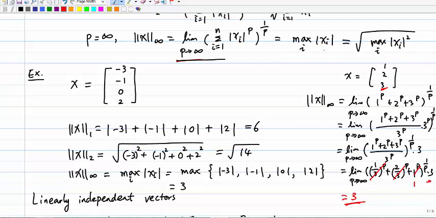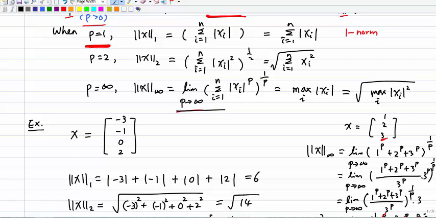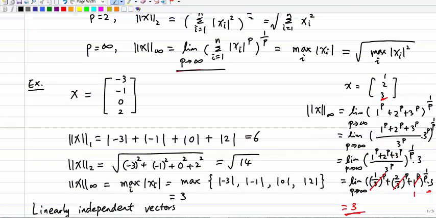Okay. All right. Now let's take a look at some examples of how to compute the p norm. And when we talk about the p norm, what is the p norm? What is 1 norm? What is p norm? Or 2 norm? What is the infinite norm? Okay, let's talk about one example. If I give x which is -3, -1, 0, and 2, okay, let's compute what is 1 norm, what is 2 norm, what is the infinite norm.